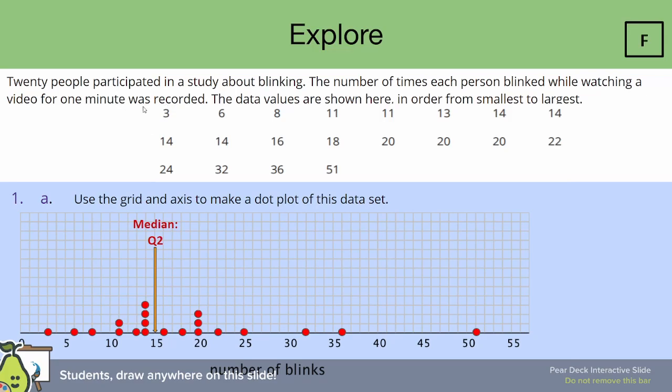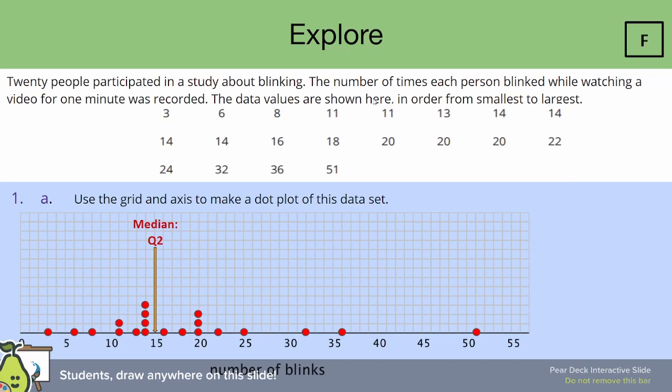So 1, 2, 3, 4, 5. The 6th number is 13, which means the median has to be between the 11th and 13th number. Now, the reason why I was able to do this is because I know we're working with 10 numbers. So naturally, half of 10 is 5. So somewhere between 5 and 6 would definitely be the median. And in this case, we have 11 and 13. So the question is, what is the number that is between 11 and 13?